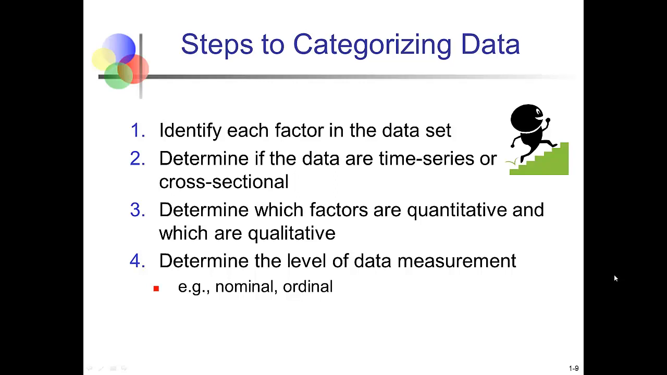Determine if the data are time series or cross-sectional. So as we look down the data, we're going to look to see, is it the same variable being recorded again and again in different time periods? Or is it one variable being measured in multiple locations or across multiple people or multiple businesses or something like that? Determine which factors are quantitative and which are qualitative. Sometimes we're going to open a data set and it's going to look like everything in the data set is quantitative. But remember, if that data has numbers in it, but those numbers just represent categories like marital status, then that data is actually qualitative. And then determine the level of measurement. Remember, nominal, ordinal, and so on there.